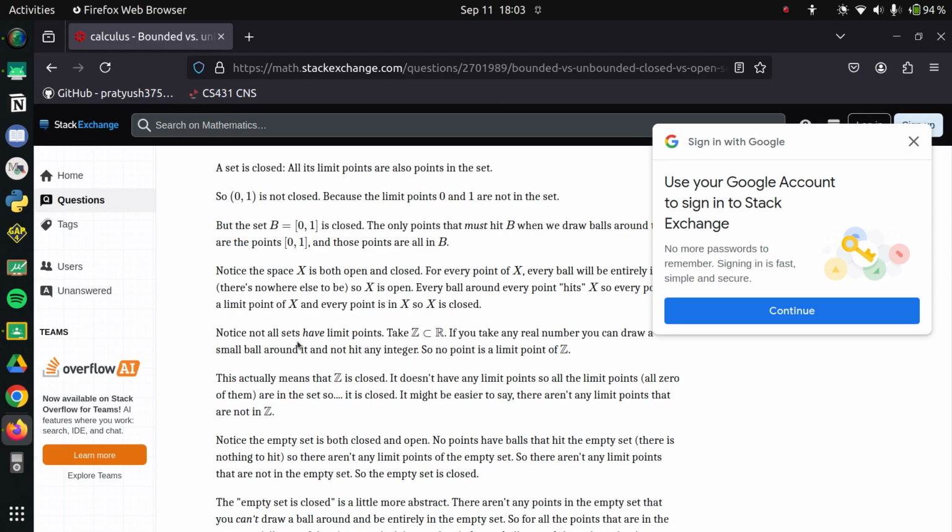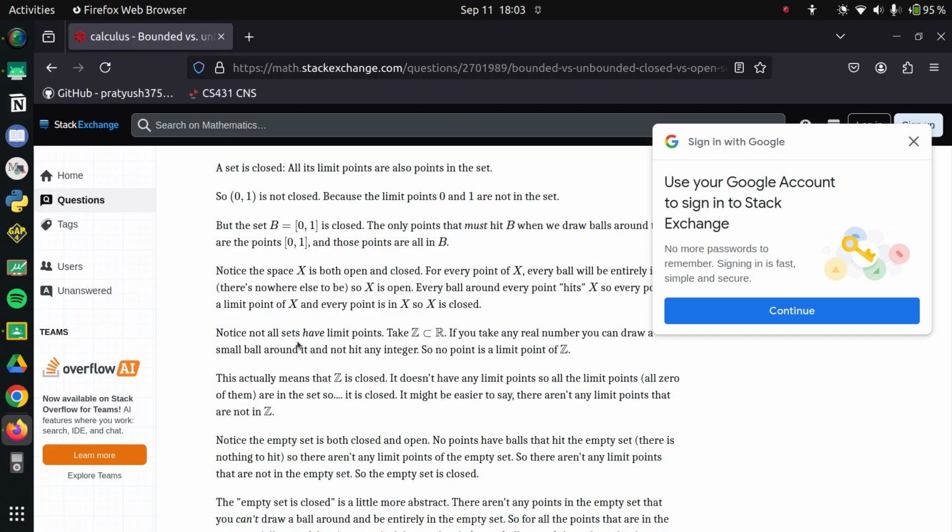So, are these the opposites of each other? Can something be open and closed at the same time? And I would say yes, it probably can be. Consider the real numbers. Every single limit would be there, right? If the limit exists. Yeah.